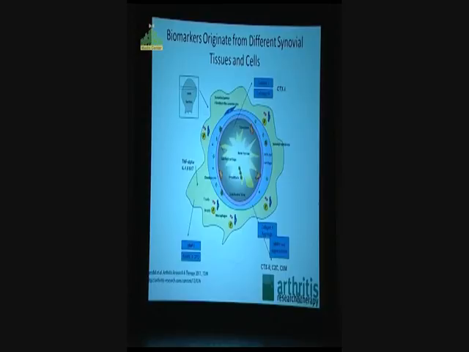Another point to highlight and emphasize is the fact that biomarkers of arthritis can come from different tissue compartments. They can come from bone, from articular cartilage, or from the synovial membrane. So it's important to bear in mind where the tissue of origin actually is and what that molecule might be telling us.